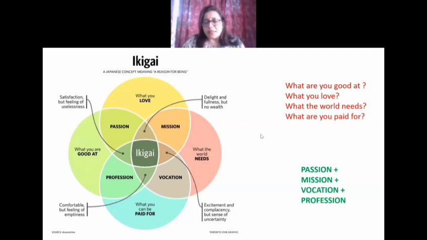So what the world needs has also to coincide with what can be paid for. Will you be paid for it? Will the world have a value for what you're going to give towards the world? If that is also done, then that makes it your vocation.